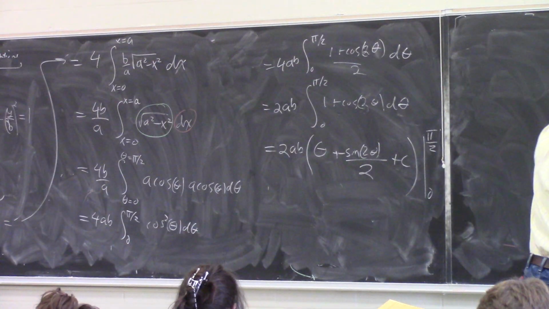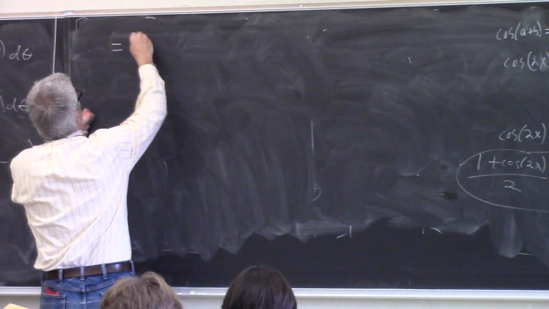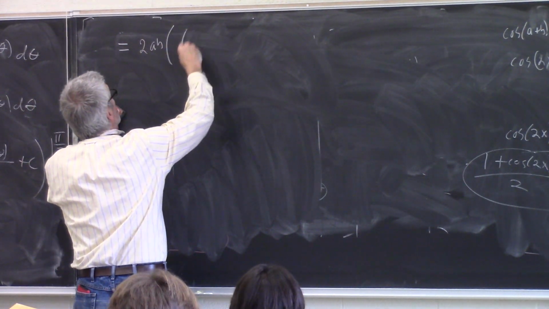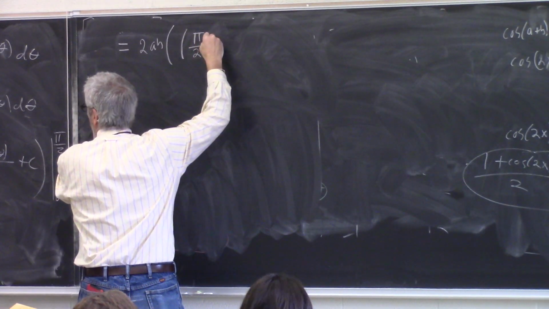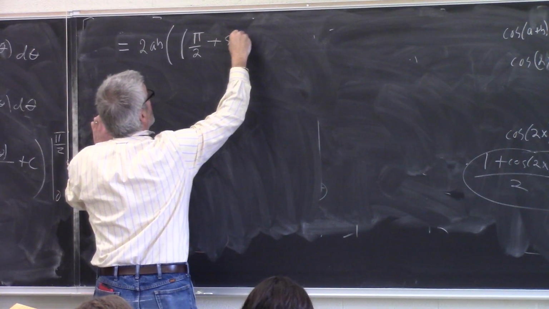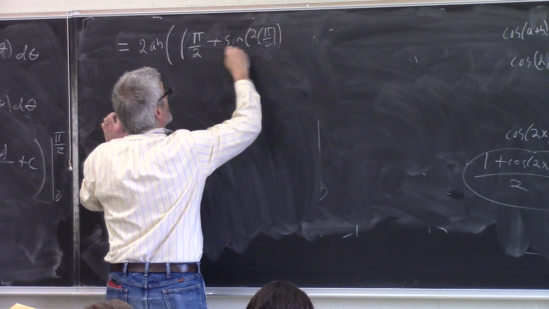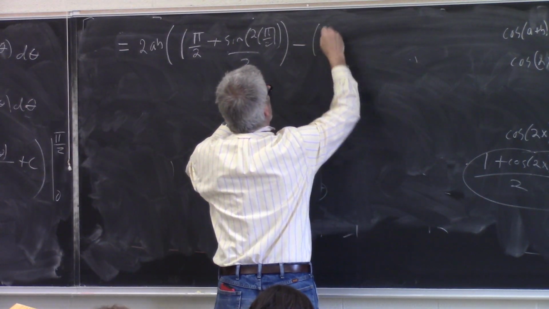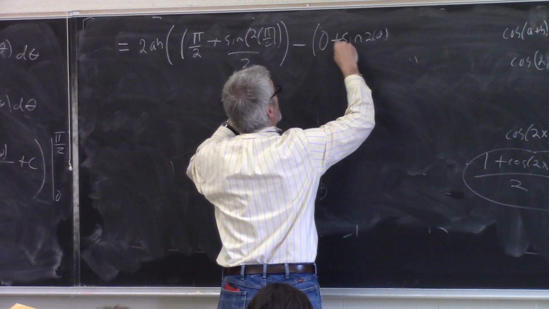So I end up with that whole mess with a pi over 2 inside, and then plus sine of 2 pi over 2, over 2. And then I have to subtract that whole mess with a 0 inside. 0 plus sine of 2 times 0 over 2.